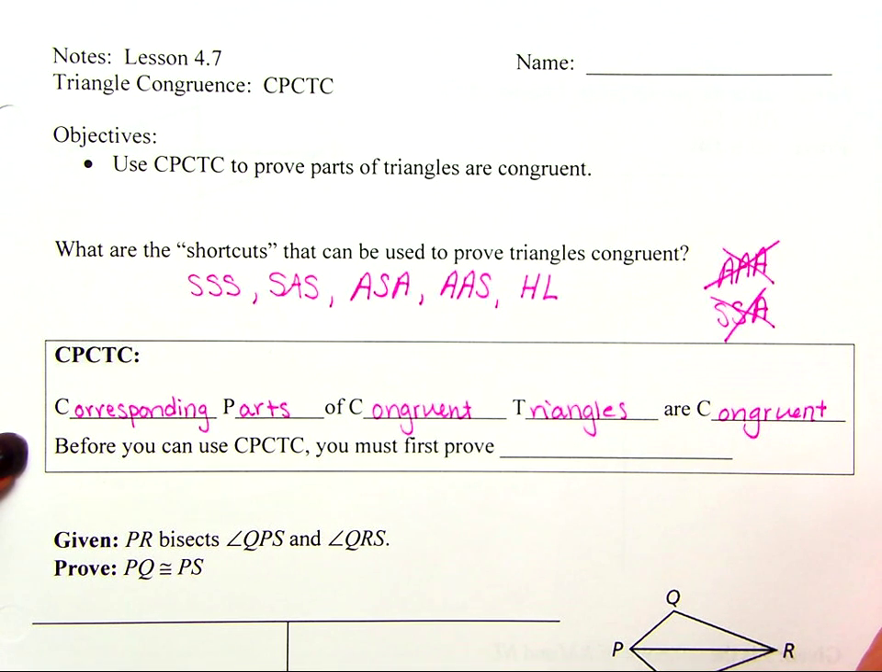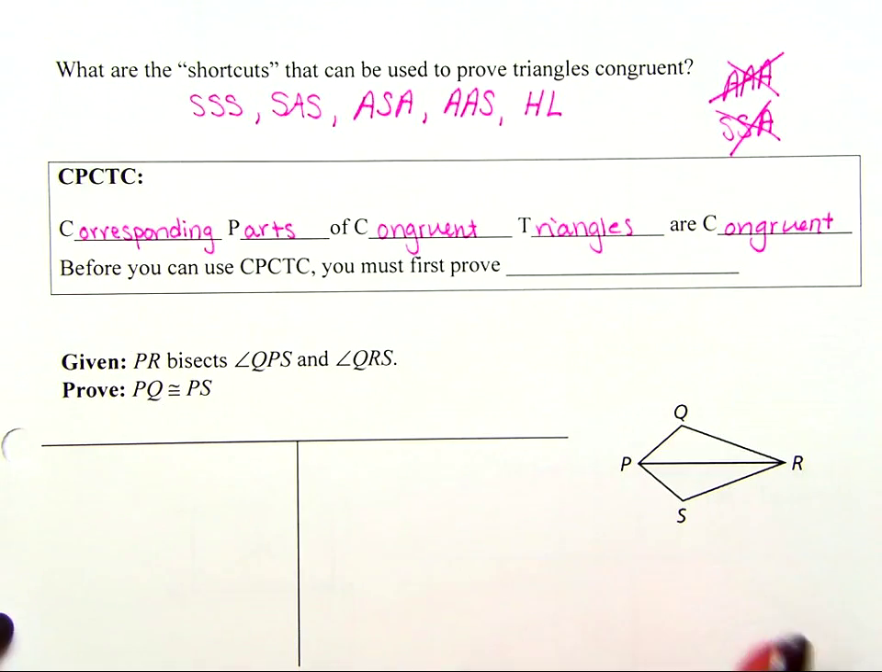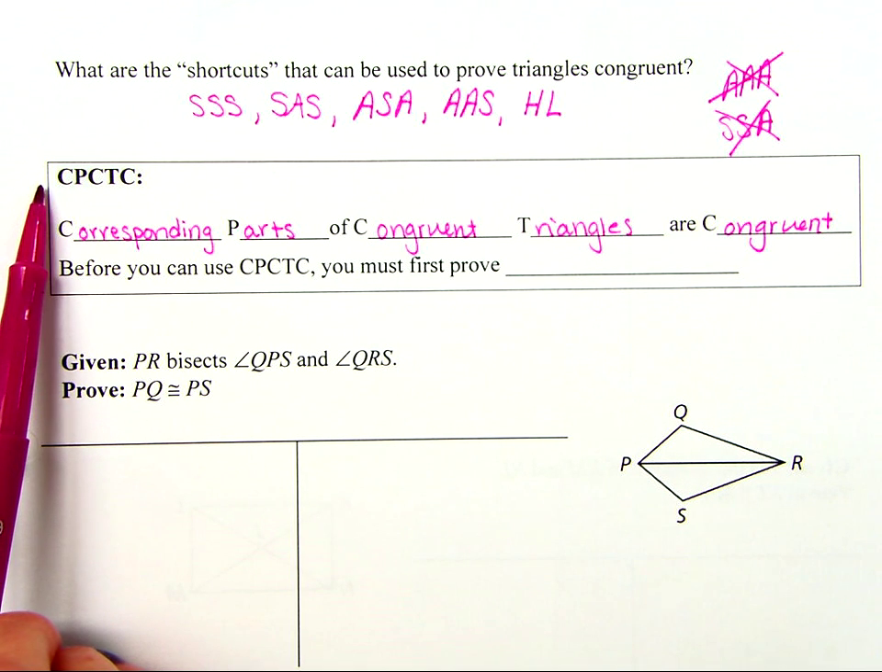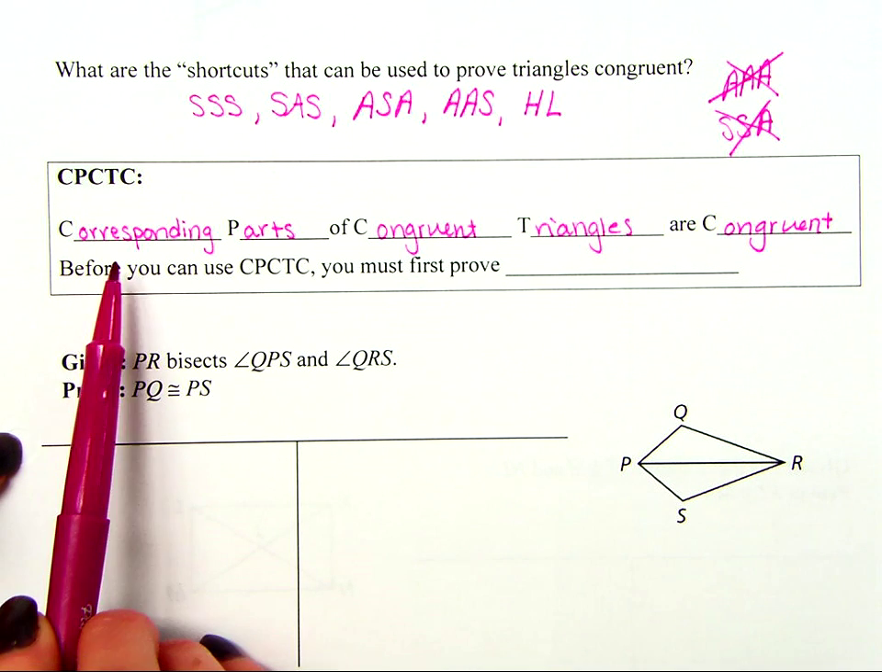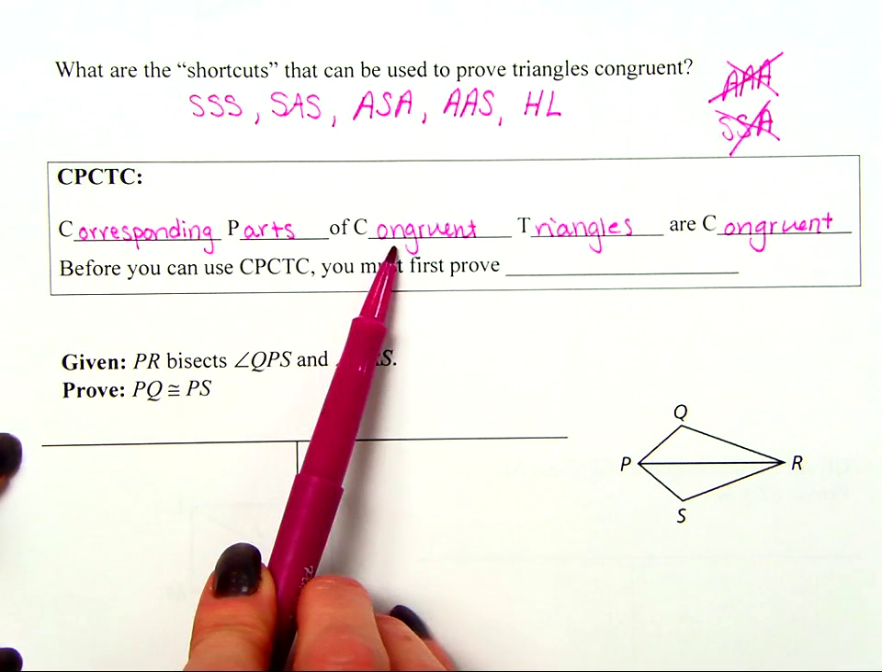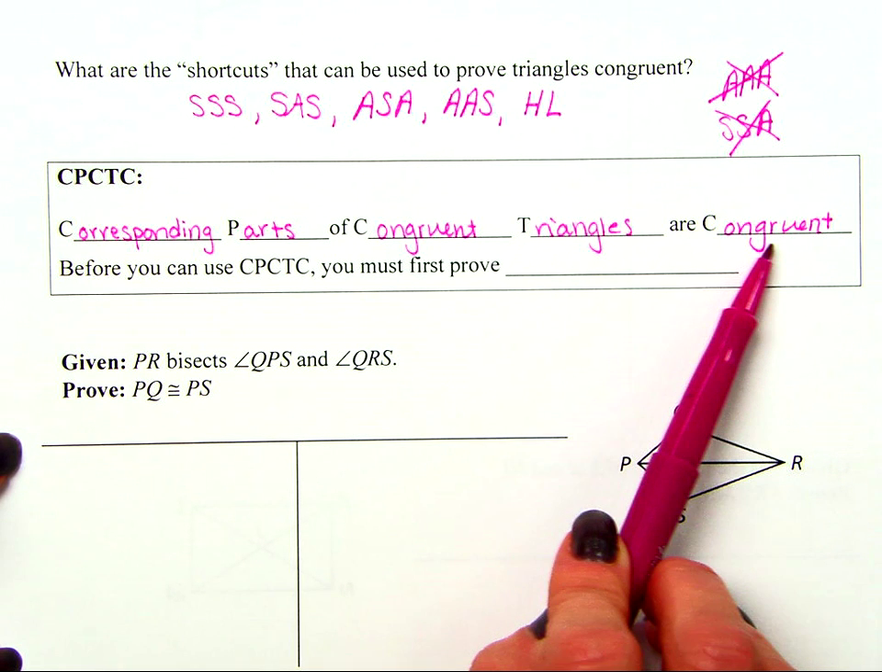Well, today we're going to work on some more proofs, but they're going to look a little bit different. Today we're going to work on proving some of the parts of our triangles congruent, segments congruent, or angles congruent, and we're going to use an abbreviation. That abbreviation is going to be CPCTC. Well, what does CPCTC stand for? CPCTC stands for corresponding parts of congruent triangles are congruent.